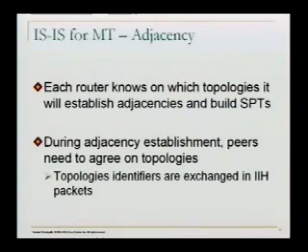So each router knows which topologies. That means here we are saying for ISIS I'm running multiple topologies, as an example, IPv4 or IPv6. So each router knows which topologies it will establish adjacencies and build a shortest path tree. And during the adjacency establishment, peers, meaning the neighbors, need to agree upon the topologies.